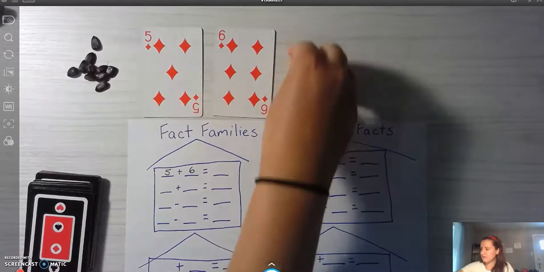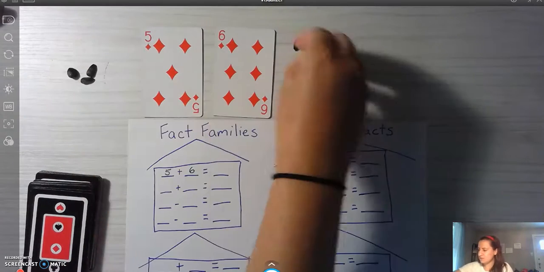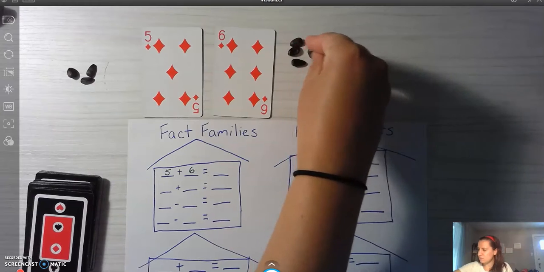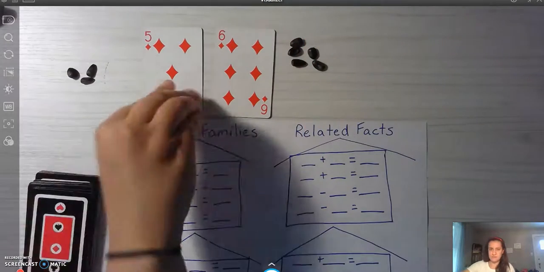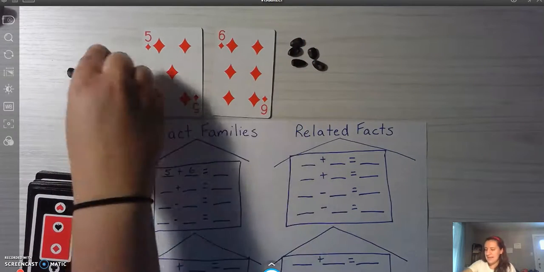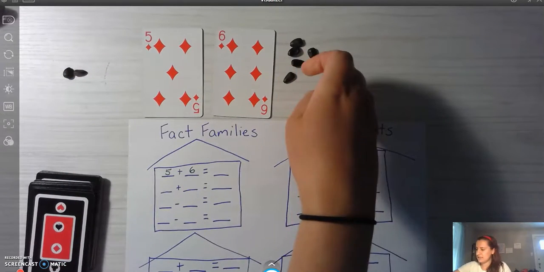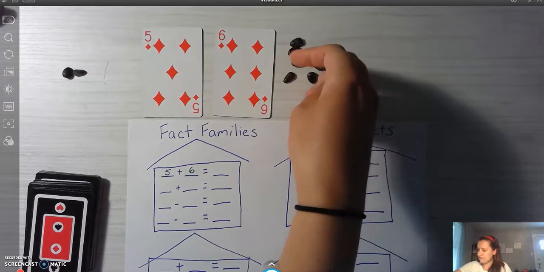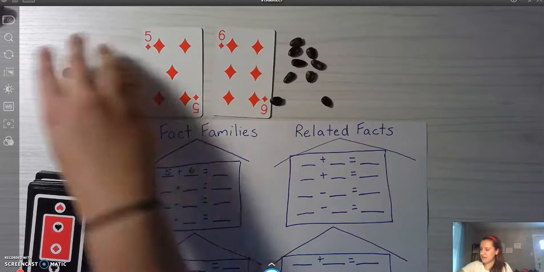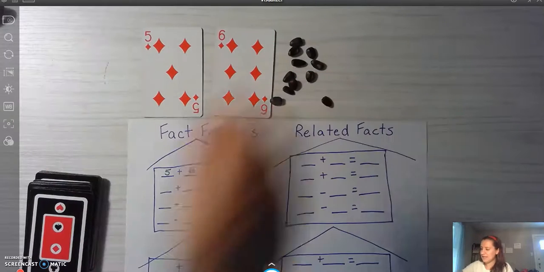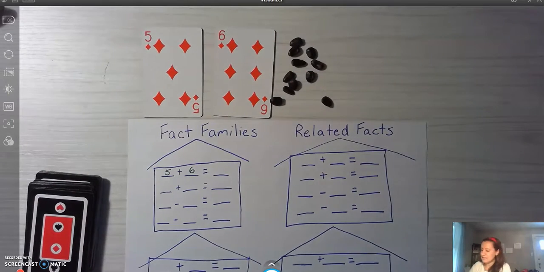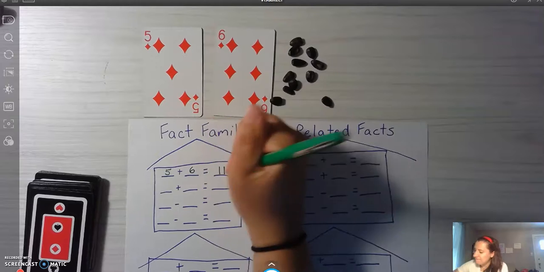You would count out 5 seeds. 1, 2, 3, 4, 5. That goes with my first card. And then add to those 5 seeds 6 seeds. 6, 7, 8, 9, 10, 11. So 5 plus 6 equals 11.